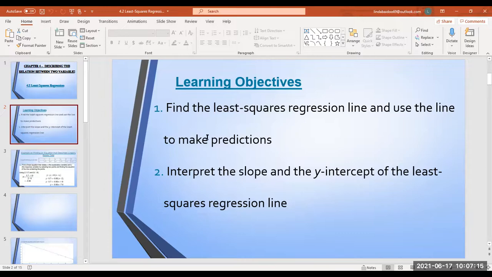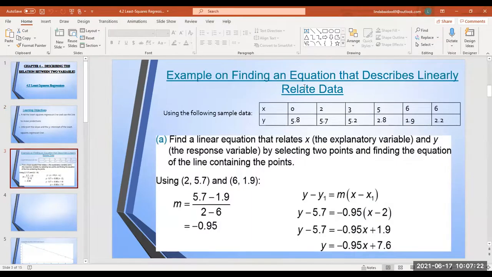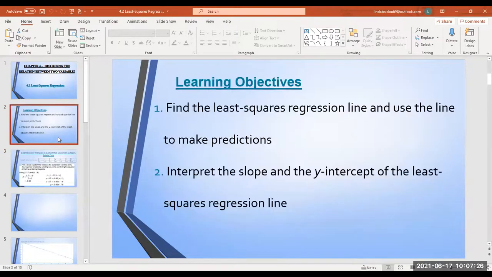Before we dive deeper into the least squares regression line, we have to remind ourselves of how to find the equation of a line in algebra. Does anybody remember the formula for the equation of the line? Y equals mx plus b.